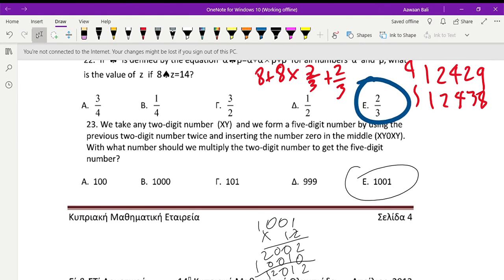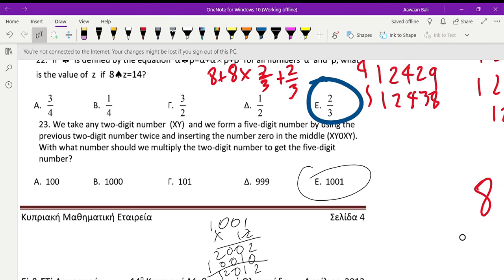Now, question number 23. We take any 2-digit number, xy, and we form a 5-digit number by using the previous 2-digit number twice and inserting the number 0 in the middle: xy, 0, xy. With what number should we multiply the 2-digit number to get the 5-digit number? So basically, the number which can replicate a number, like a number multiplied by this number gets you the same number as 1. So like anything multiplied by 1 is itself.